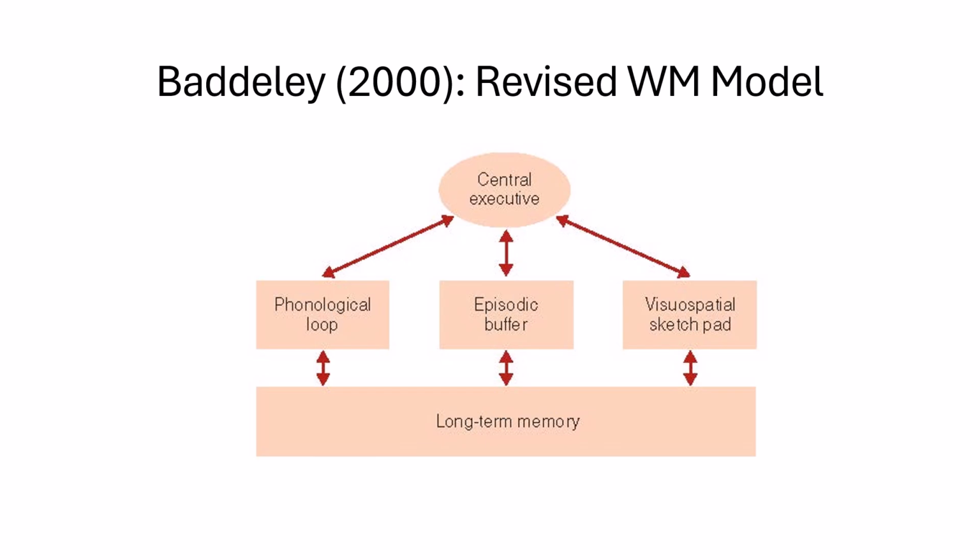Here's a really nice visual depiction of the model. It looks very similar to the 1974 model. We have, again, the phonological loop for verbal and auditory information, the visuospatial sketchpad for visual and spatial information, and then the central executive, which coordinates information between those two systems. But we also have the addition of a conduit, if you will, between the central executive, the phonological loop, the visuospatial sketchpad, and long-term memory. And this is actually really, really important.